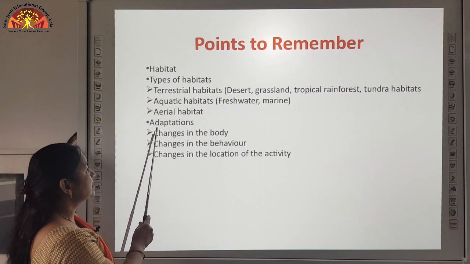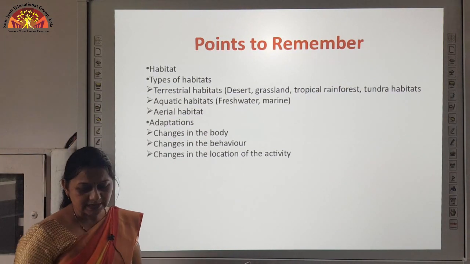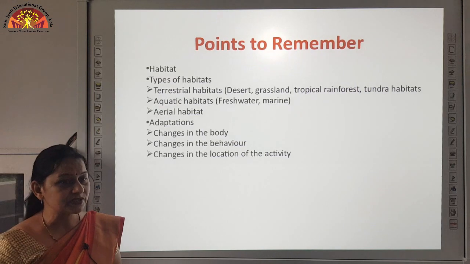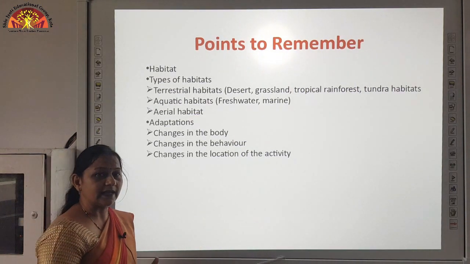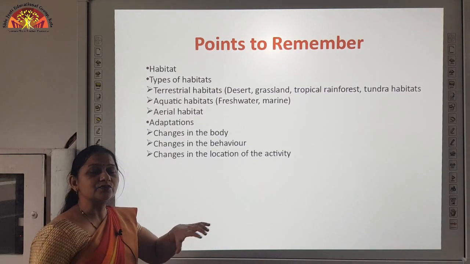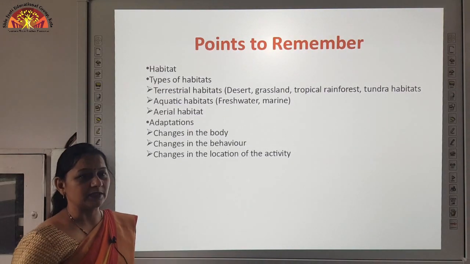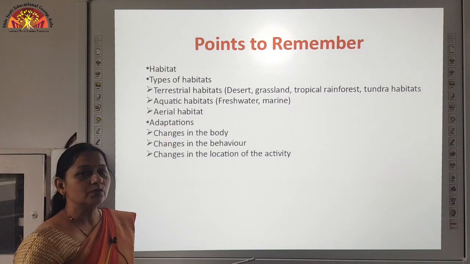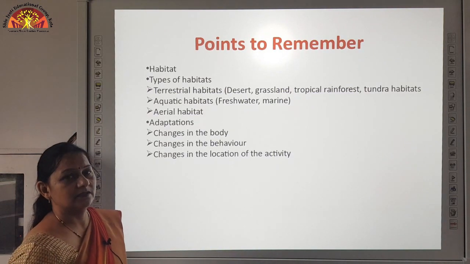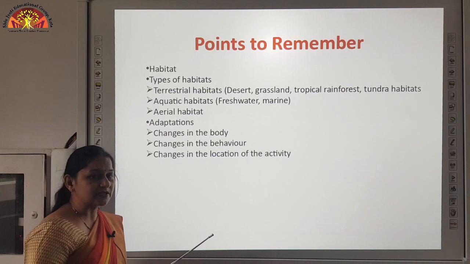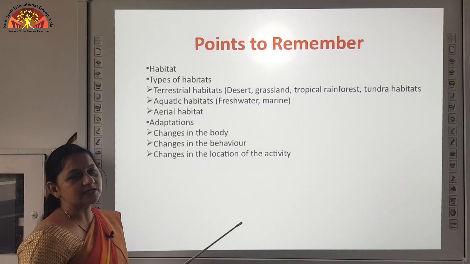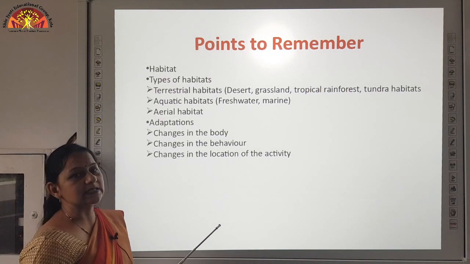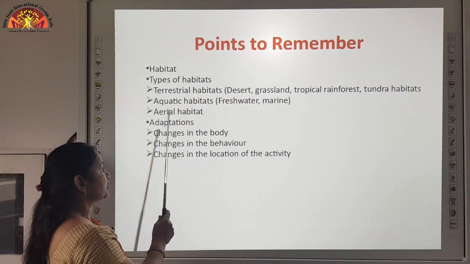The next topic is adaptations. Adaptations means some changes which are brought in the organism to adapt to the environment, to survive in that habitat. They adapt something or they bring about some changes in their body, and these changes are called adaptations.